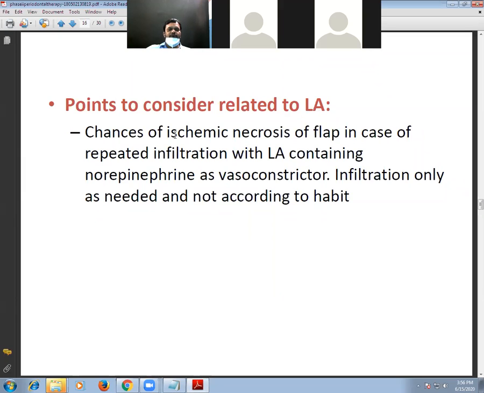Because if you inject more amount of local anesthesia, usually ischemic necrosis of the flap occurs. Use infiltration with local anesthesia containing non-epinephrine as a vasoconstrictor. So infiltration only as needed, and it should not be a habit. Whenever there is need of infiltration, we have to give infiltration and not give it according to your habit.